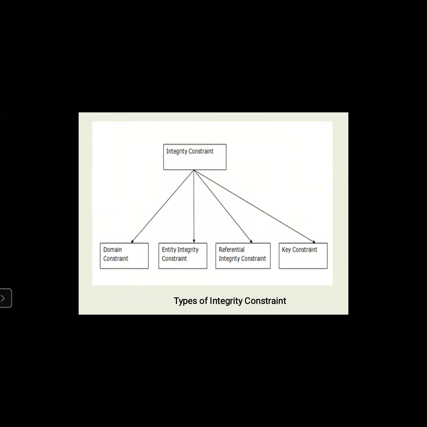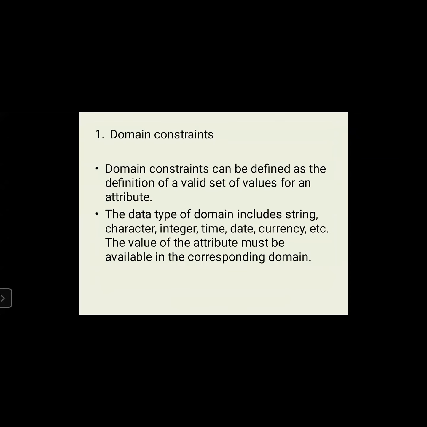From the exam point of view it is also very important. In the case of domain constraints, during the creation of the table we specify, for a particular field, which type of value it accepts, whether numerical, character, or integer. That is also one of the constraints. Entity integrity constraint means primary key. Referential integrity constraint means foreign key. Key constraint is the same as primary key. Okay, this is about the domain constraints.